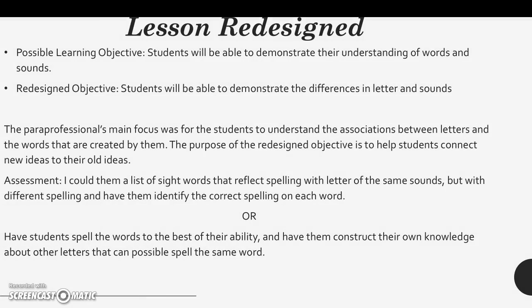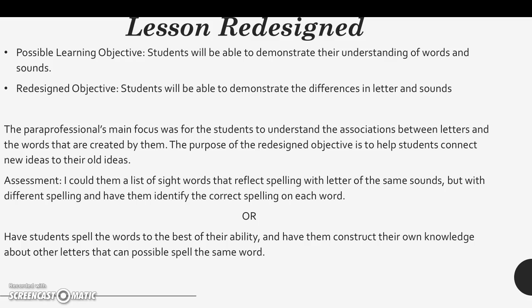Here we're going to examine the lesson redesigned. So the possible learning objective for the word wall video would be students will be able to demonstrate their understanding of words and sounds. The redesigned objective is students will be able to demonstrate the differences in letters and sounds.